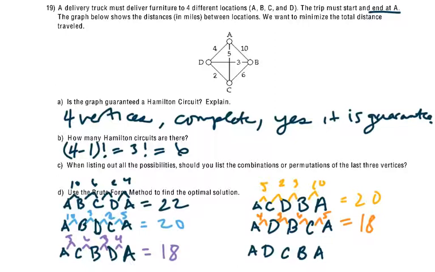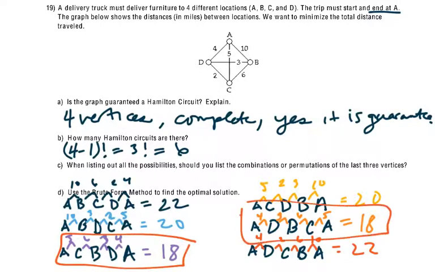Perfect. And then lastly, we have A to D, which is 4, D to C, which is 2, C to B, which is 6, and B to A, which is 10. And that gives us 22. So we have two Hamilton circuits that give us 18, which is our minimum distance. It could be ACBDA or ADBCA.